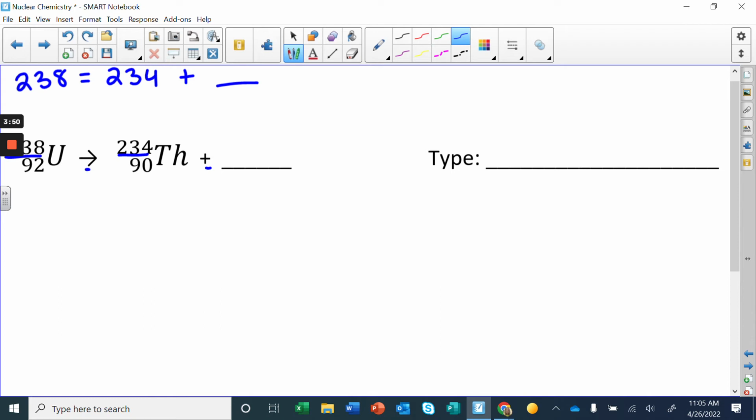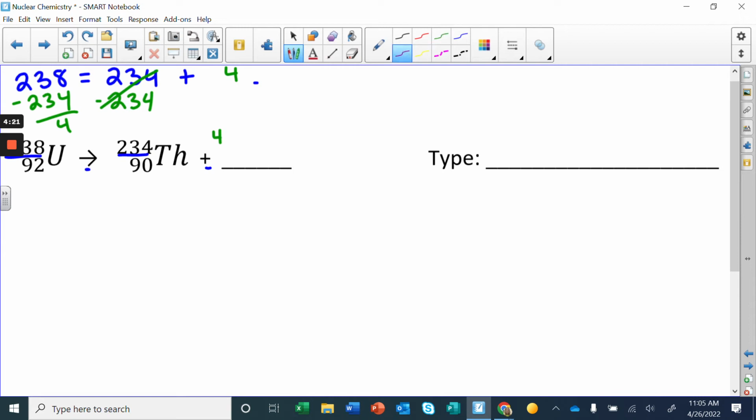If you can't do it in your head, some people are really good at math and can see automatically what needs to be happening here. But if not, an easy way to do this is we need to subtract 234 from this side and 234 from the other. These two cancel each other out. 238 minus 234 leaves you with just 4. So our blank here would have been a 4. So the top number is 4 over here.